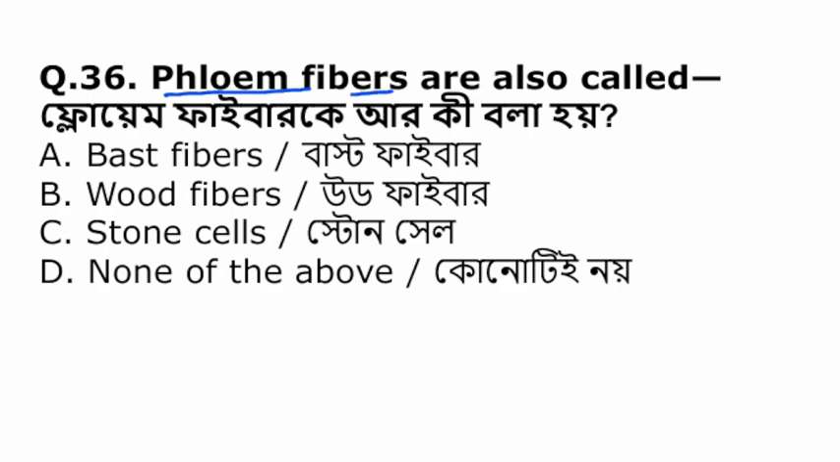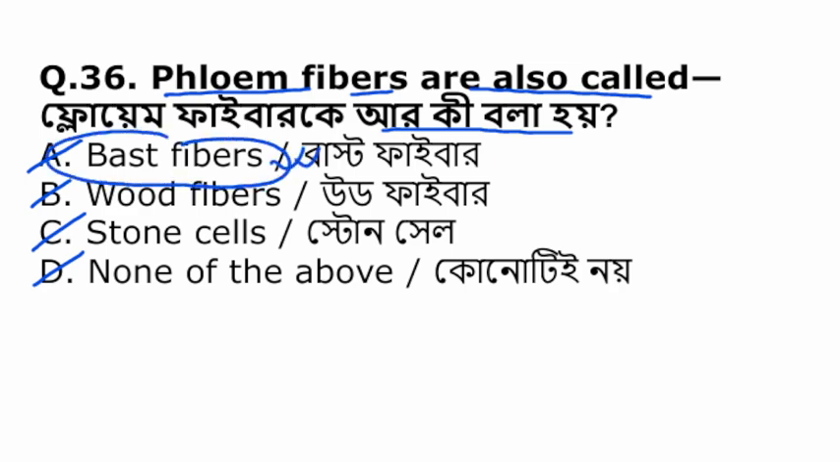Phloem fibers are also called? Bast fibers, wood fibers, stone cells or none of the above. The phloem fibers are also known as bast fibers that are present in jute and help in the flax industry.